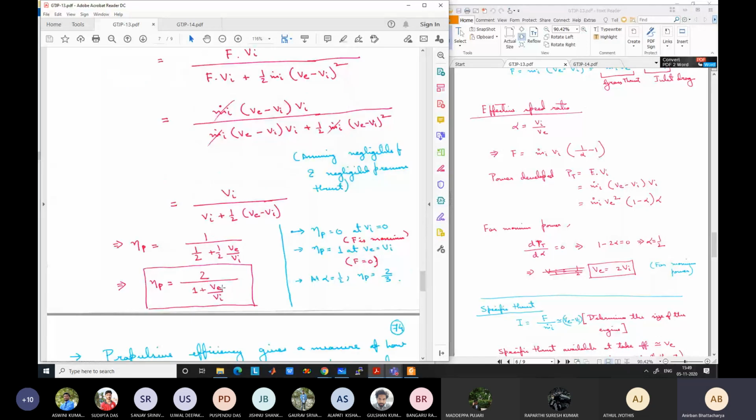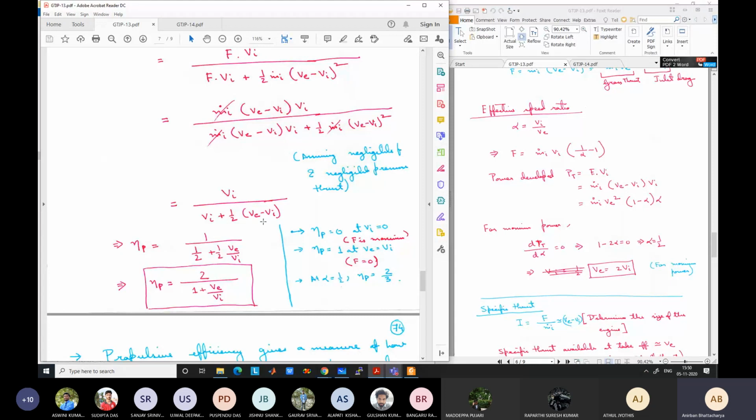What are the cases? If Vi tends to 0, means the velocity of the aircraft is very less as compared to exhaust velocity, in this case the propulsive efficiency is almost equal to 0. If Vi is very less, the power that is used for moving the aircraft forward is negligible. F dot Vi is negligible. So most of the kinetic energy of the exhaust gas is lost to the atmosphere.